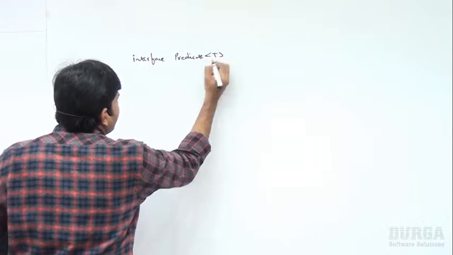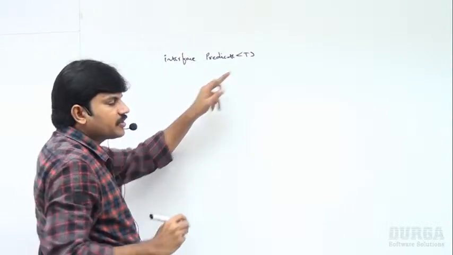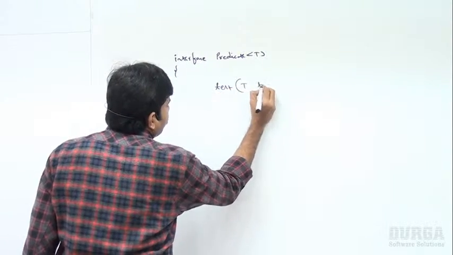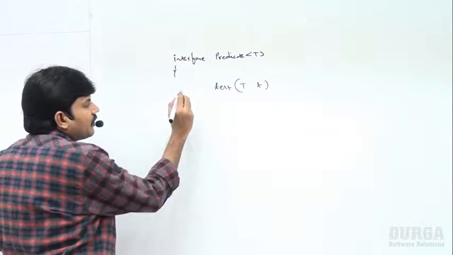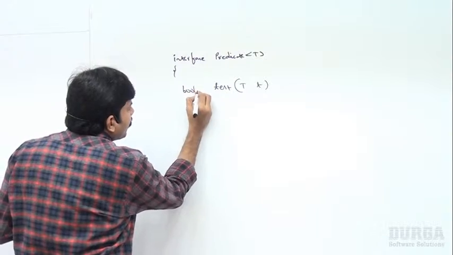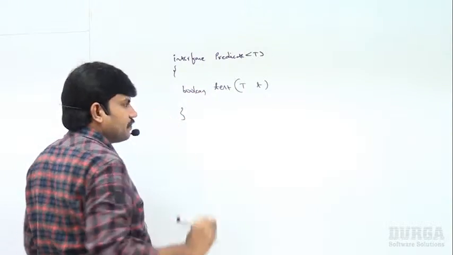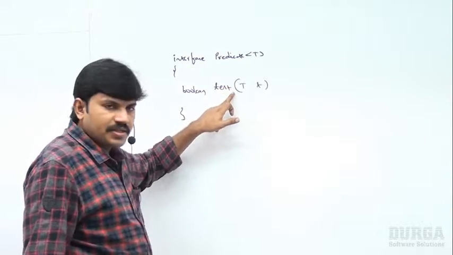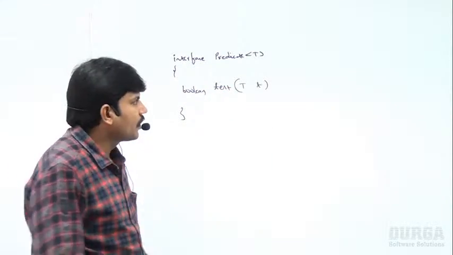Predicate compulsorily takes some argument type. What is this? Input argument type. It contains the test method. And what is the return type? Return type is always Boolean type. It will take some input type, apply some test condition, and return Boolean.